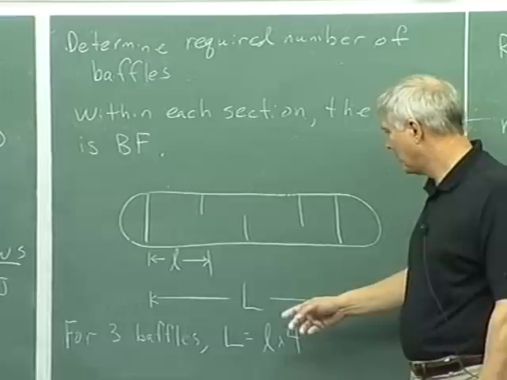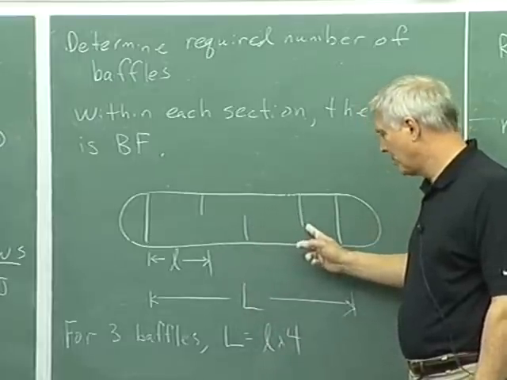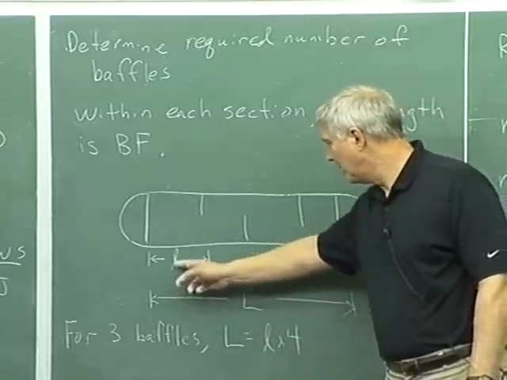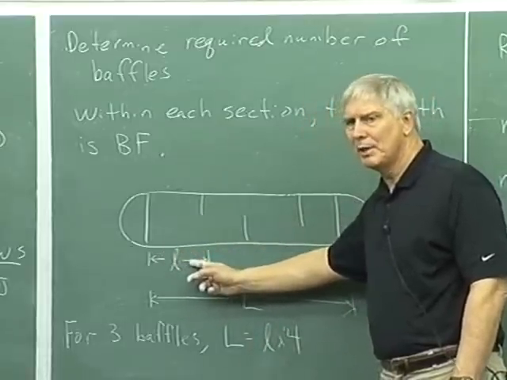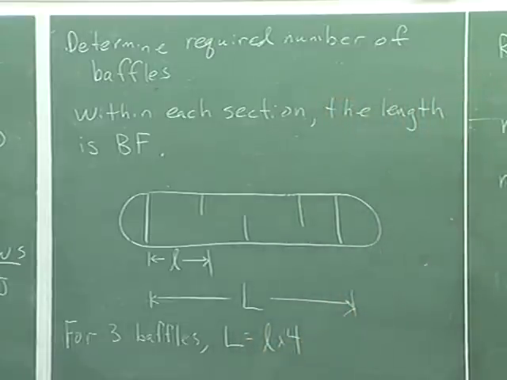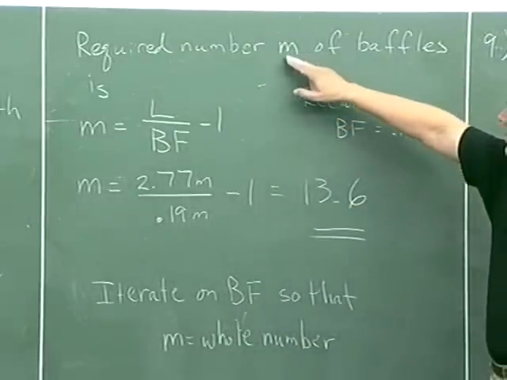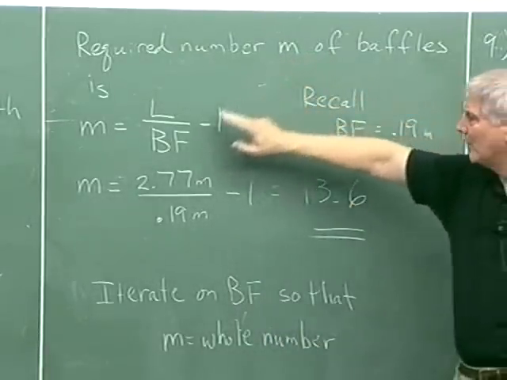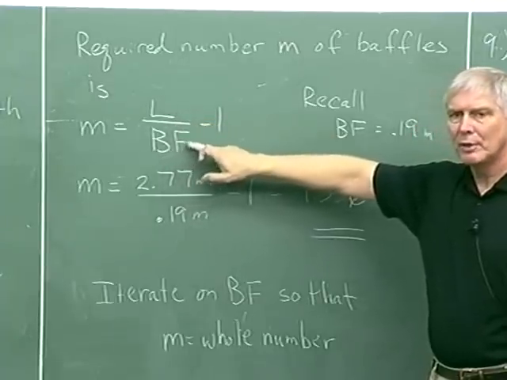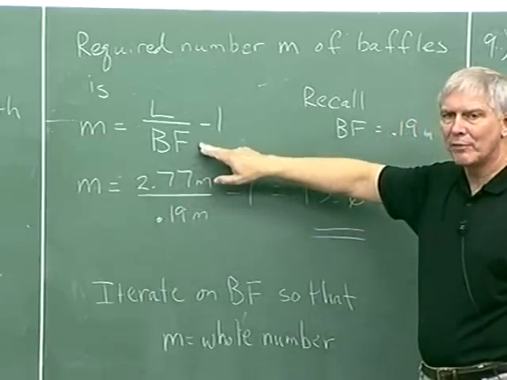Okay, so for example, if I have 3 baffles like we started with, then the total length has to be this L here, which would be BF times 4. Now we can come over here and calculate the required number of baffles using this equation. M is the number of baffles, so the number of baffles would be the total length divided by BF, minus 1, because we have one more section than number of baffles.